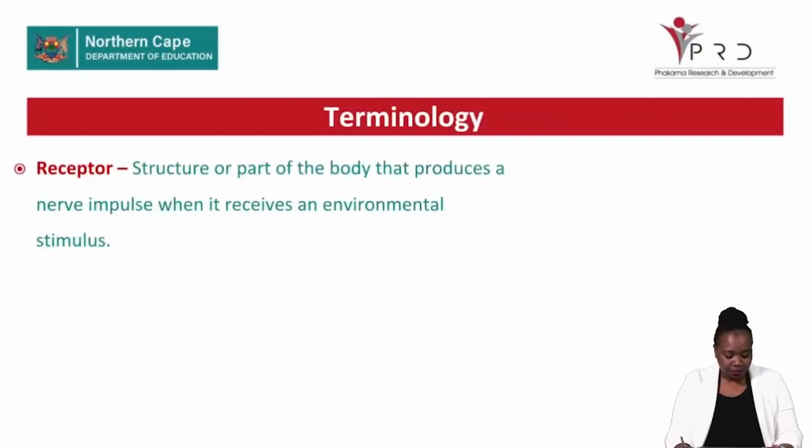Right? Okay. And then we have a receptor, that is a structure or part of the body that produces a nerve impulse when it receives an environmental stimulus.